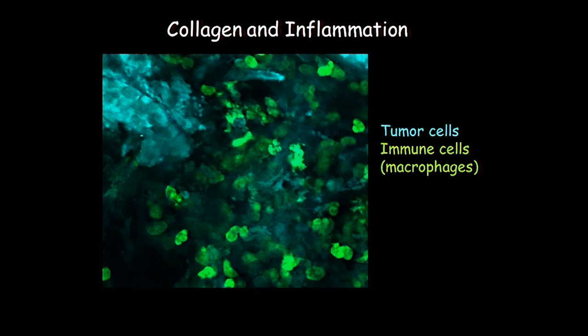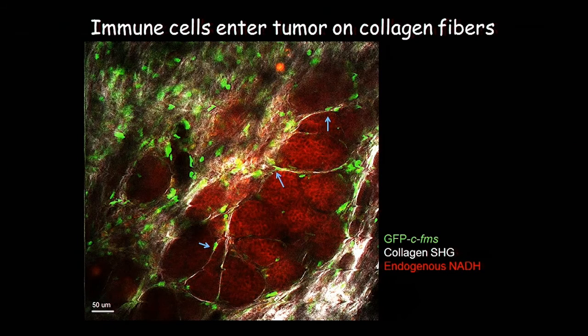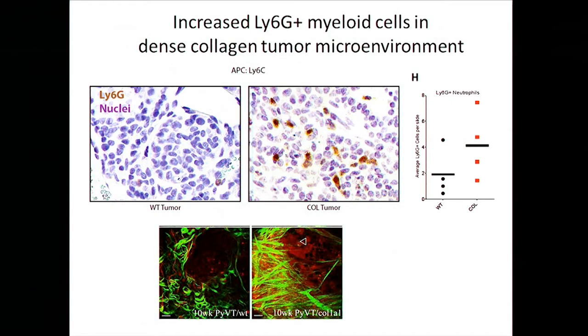cancer cells themselves. So one of the things we observe, here we have the immune cells in green, our tumor in red, and the collagen in white, is that the immune cells are coming into the tumor on the collagen fibers. This is not unlike what we heard earlier about stretching a bit of tissue and seeing that the neutrophils could actually migrate better when you stretch the tissue.